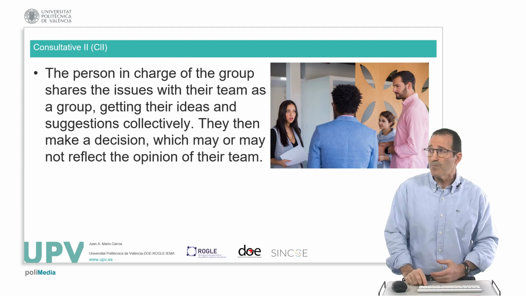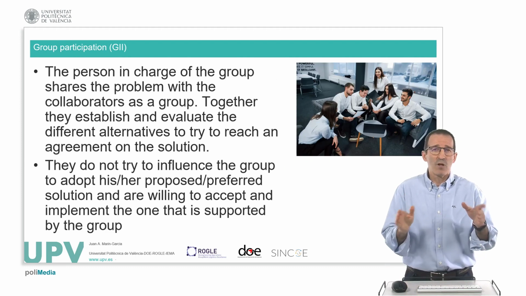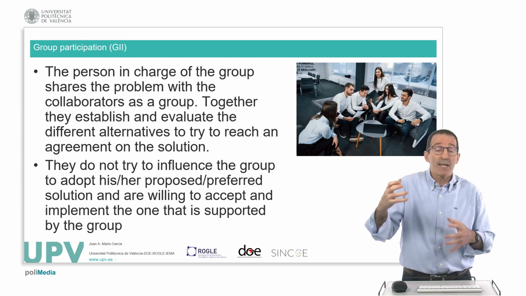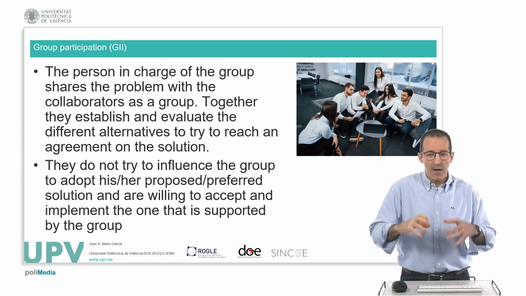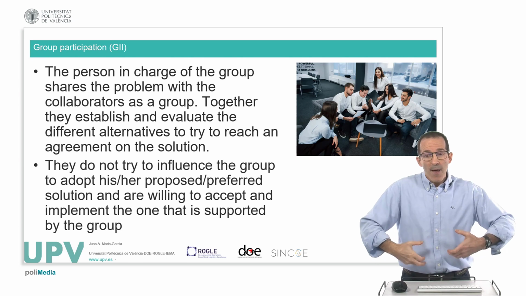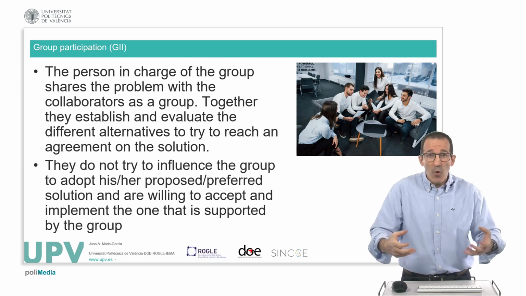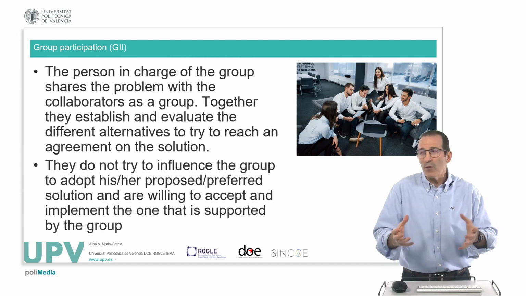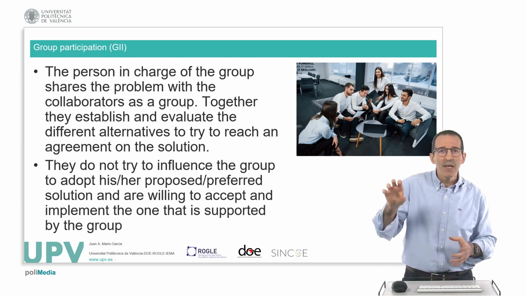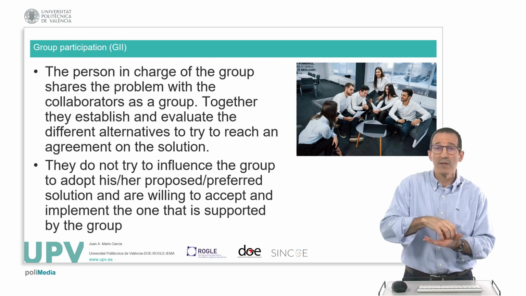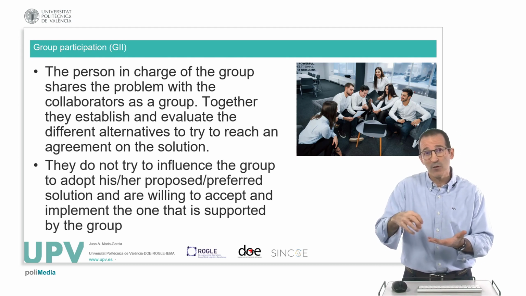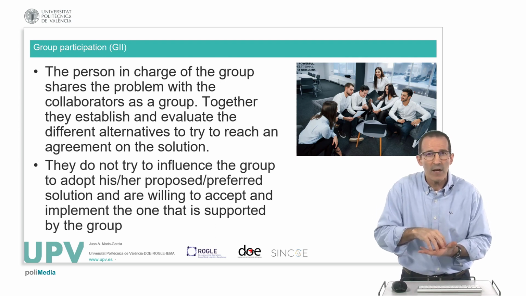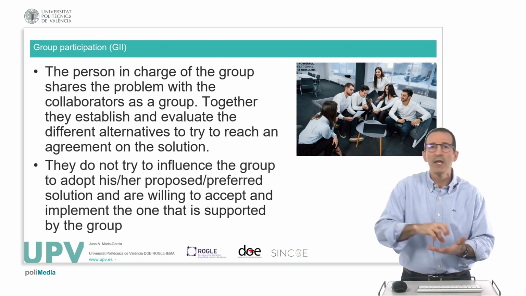And the last of the styles, which we will label as group participation, again has a phase that looks a little bit like the previous one. The person in charge of the group gathers his group and shares with them what the problem is, and together they look for the solution. The main difference is that here the responsible person is one more of the group, is not the one who is going to make the decision in the end, but the decision will be made in the group with the procedure that the group has agreed upon. It can be consensus, majority, etc.